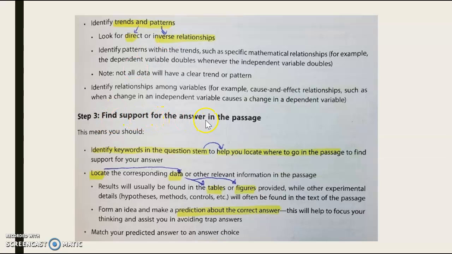Finding support in the answer to the passage. Once again, we need to identify questions in the stem of the question and then find these in the passage. Be sure to locate data in the tables and figures that you are given, and use the keywords from the question and stem and finding them in the passage and the information in the tables and figures to predict the correct answer, and then match your predicted answer to the best closest answer from the ABCD options.